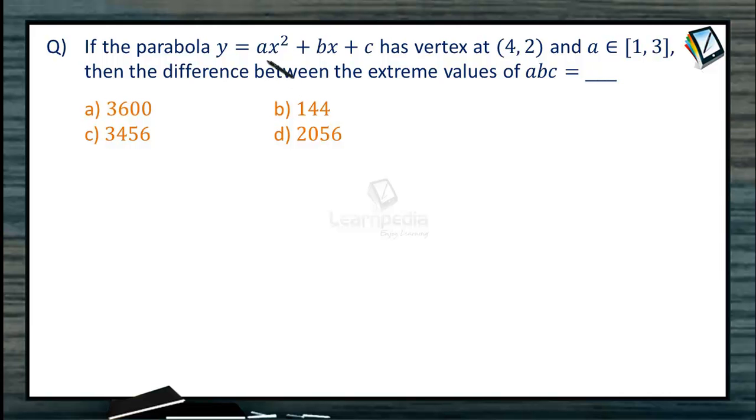For a parabola ax² + bx + c, we don't know the complete parabola, but what we know is it has a vertex at (4, 2), and the variable a is a number which lies between 1 and 3. Then the difference between the extreme values of a into b into c is required.